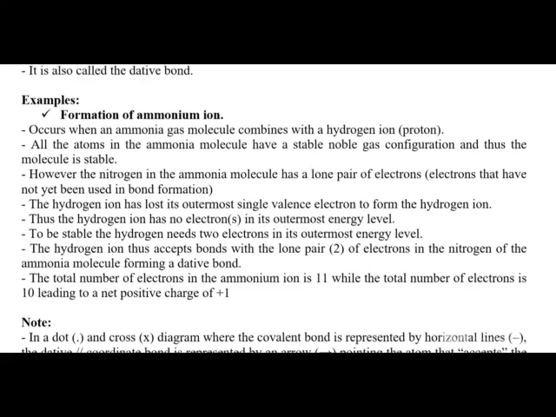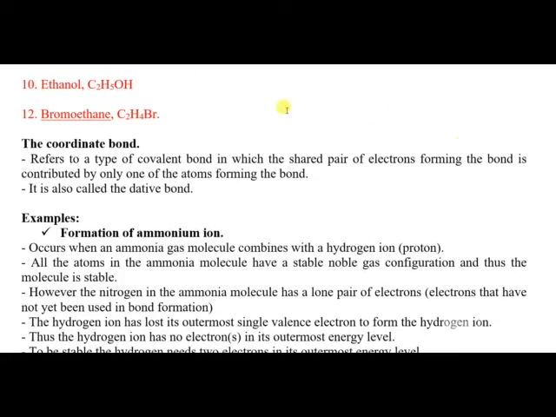Then the last thing I want to talk about is the coordinate bond, which we also call dative bonding. Coordinate bond is a dative bond. But once you have understood a covalent bond, then dative bond is very easy because it is just a sister to covalent bonding. So what is dative bonding or coordinate? It refers to the type of covalent bond. You hear that? It is a type of covalent bond.